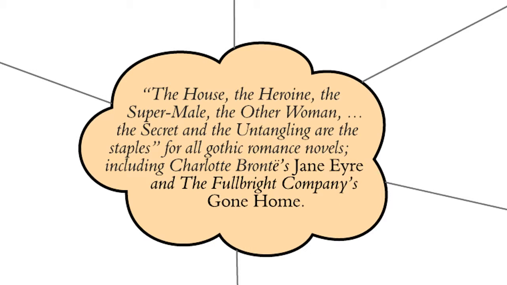The house, the heroine, the supermale, the other woman, and the buried ominous secret are the staples for all Gothic romance novels, including Charlotte Bronte's Jane Eyre and the Fullbright Company's Gone Home. Russ, page 98. Jane Eyre, an early novel for the Gothic romance genre, meets these conventions in a very traditional way. On the surface, however, Gone Home only fulfills some of the tropes of a Gothic romance, which are outlined by Joanna Russ. She also describes that there are variations. Sometimes two roles may be combined into one character.